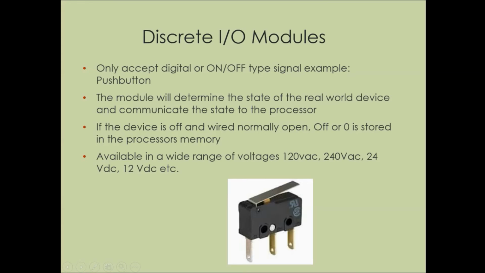Discrete I/O modules. These are the actual modules that our discrete I/O connect into. They only accept a digital on-off type of signal. For example, a push button, either pressed or not pressed, is going to give you a high or a low. The module will determine the state of the real-world device and communicate the state to the processor. If the device is off and wired normally open, off or 0 is stored in the processor's memory.